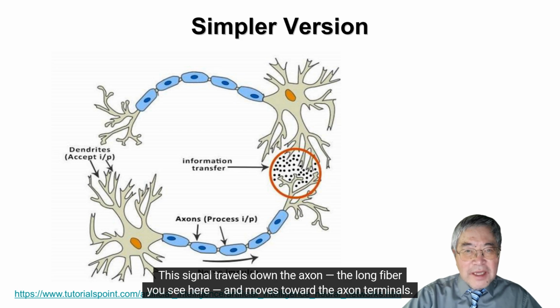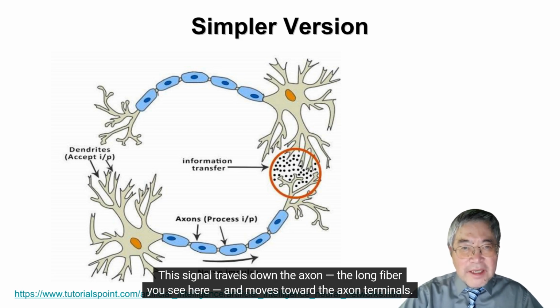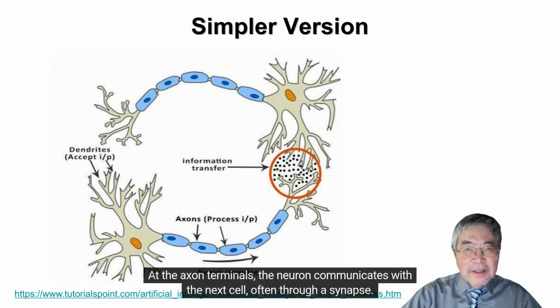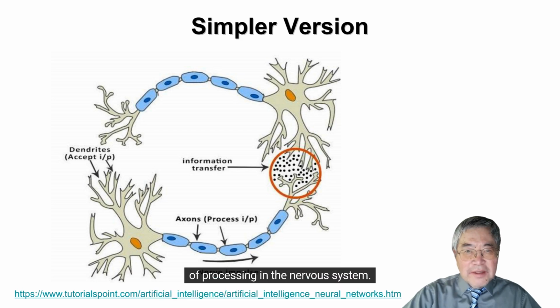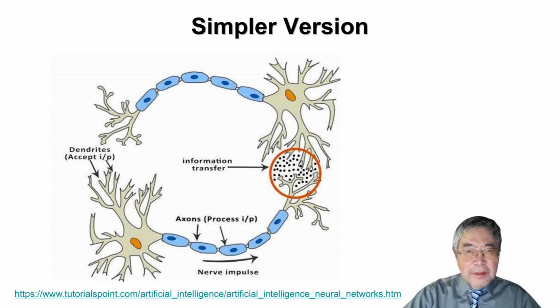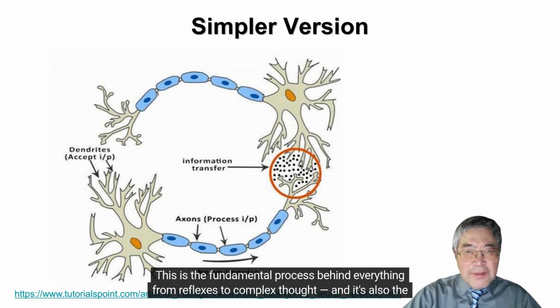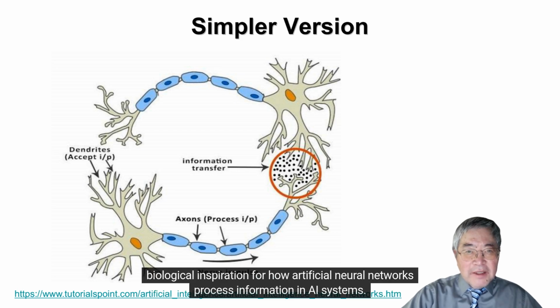This signal travels down the axon, the long fiber you see here, and moves toward the axon terminals. At the axon terminals, the neuron communicates with the next cell, often through a synapse. There, chemical messengers or direct electrical connections pass the information forward, continuing the chain of processing in the nervous system. This is the fundamental process behind everything from reflexes to complex thought, and it's also the biological inspiration for how artificial neural networks process information in AI systems.